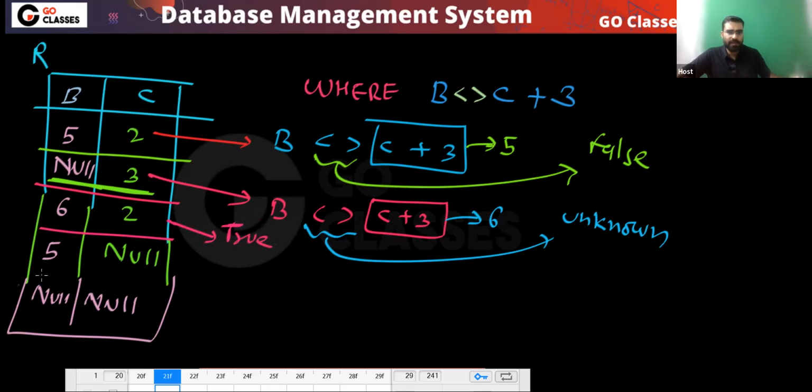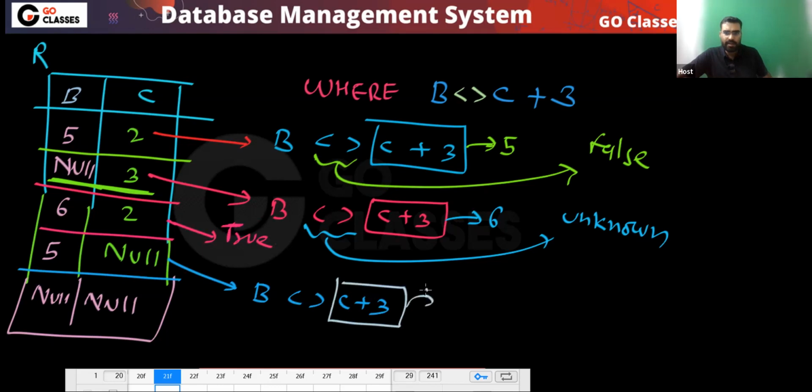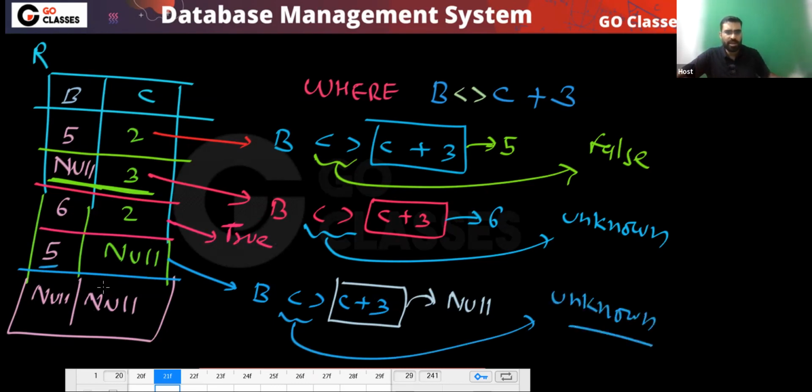For the next tuple, what will happen? See, this will give me a null, right? Because null plus 3 is going to give me null. And now 5 is not equal to null. This is going to give me unknown. So for this tuple also, I got unknown, and similarly for this tuple also, I will get unknown.